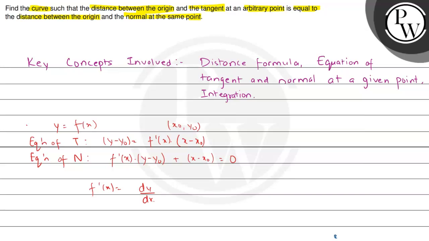According to the problem, the equation of tangent, denoted by T, would be y minus y0 is equal to dy by dx times x minus x0. Similarly, the equation of normal will be dy by dx times y minus y0 plus x minus x0 is equal to 0. So these are the equations of tangent and normal respectively.